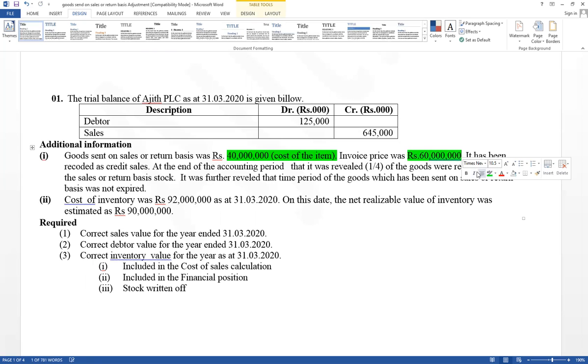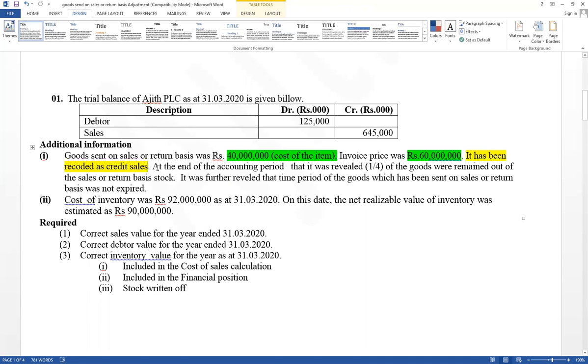Goods sent to the other business on sales or return basis: cost value 40 million, invoice price, selling price, equals 60 million. It has been recorded as a credit sale. This is an important point. Since it was already recorded as a credit sale, it has already been included in debtors and sales, at the selling price, not the cost value. Therefore, 60 million is already included in debtors and sales.